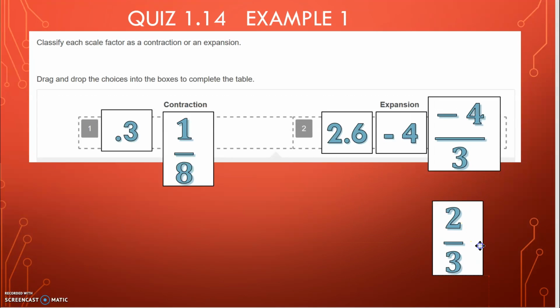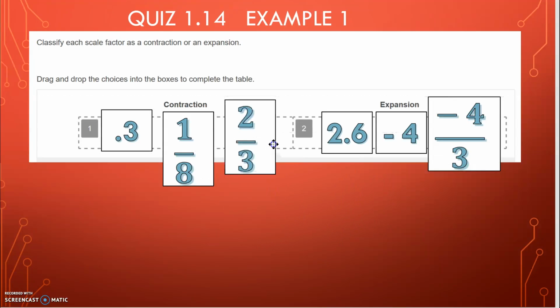And 2/3 is smaller than 1. Numerator is smaller than the denominator, so this is a contraction.